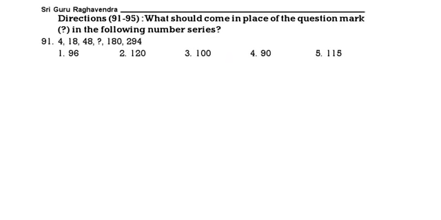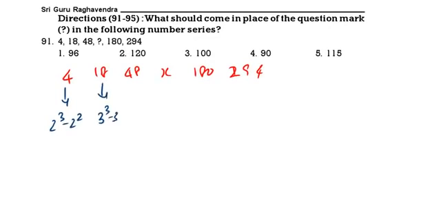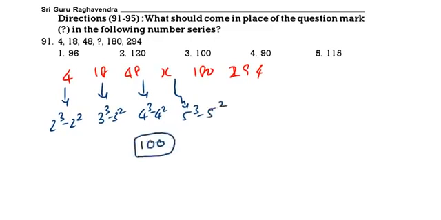We have to identify what should come in the place of the question mark in the number series. 4, 18, 48, question mark, 180, 294. Now this one we can take as 2 cube minus 2 square. This is 3 cube minus 3 square. This is 4 cube minus 4 square. Similarly we should get 5 cube minus 5 square. That is 100. 100 is the correct answer.